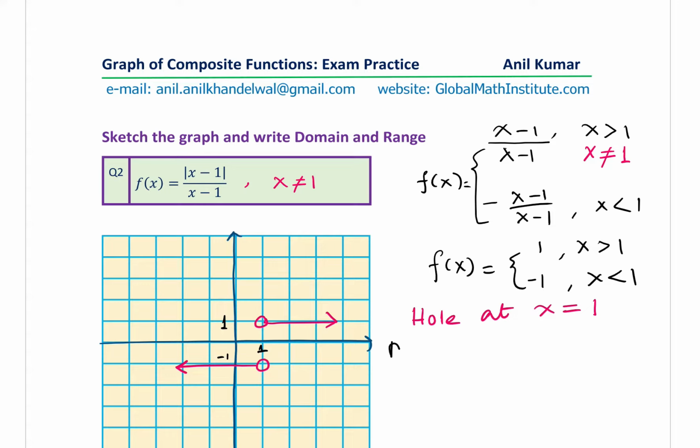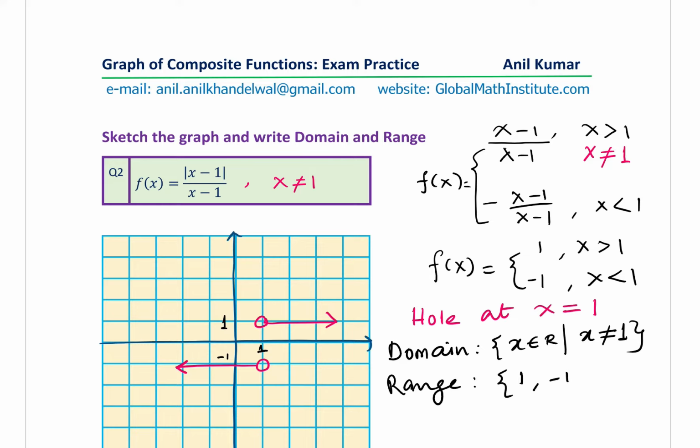Now, for this we could write the domain as what? So the domain here is x belongs to real numbers. However, x is not equal to 1. As far as the range is concerned, what is the range of this particular function? Well, the range of the function is either the value is 1 or it is minus 1. So one of these two values, correct? So that becomes the domain and range of the function given to us, f of x.